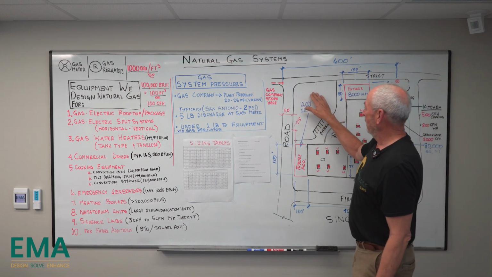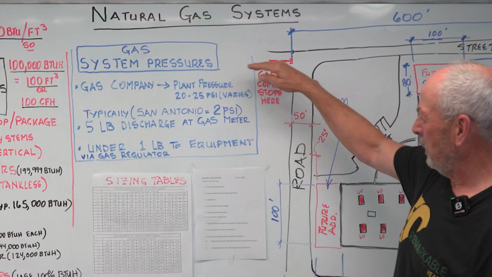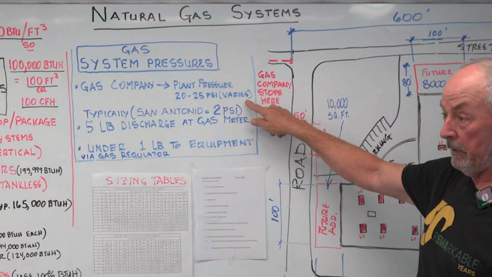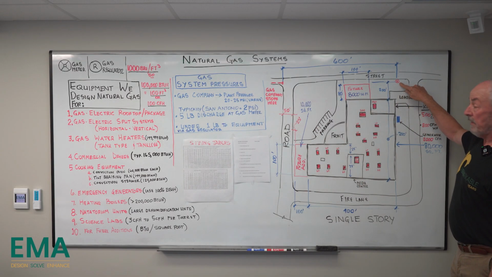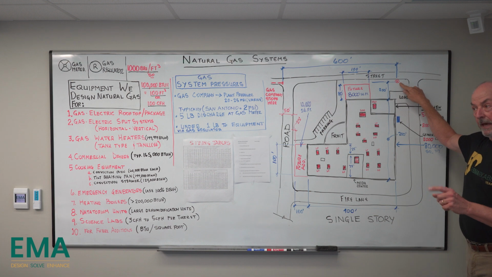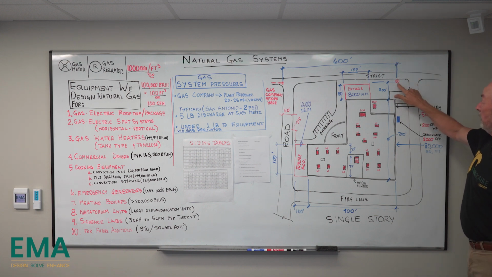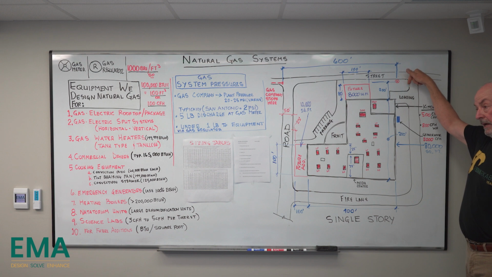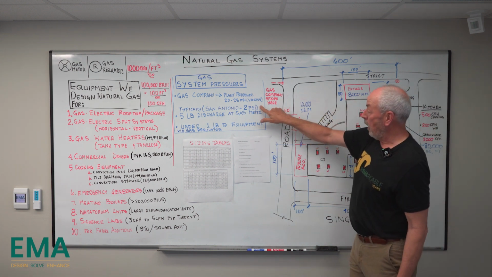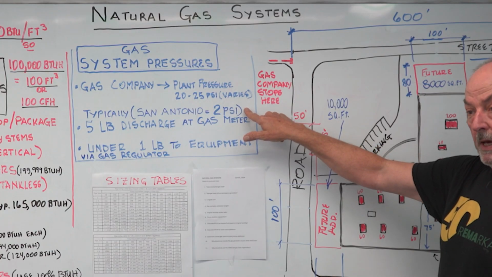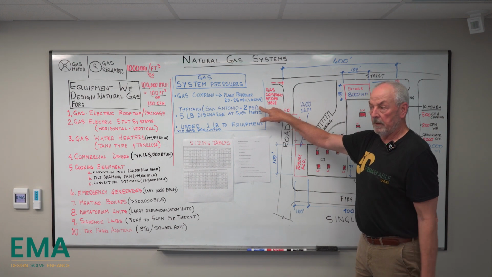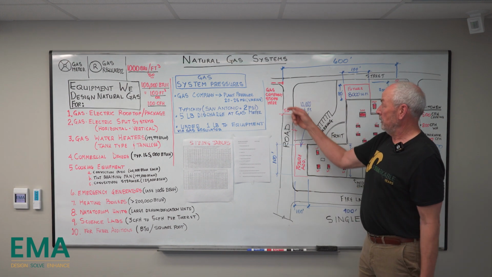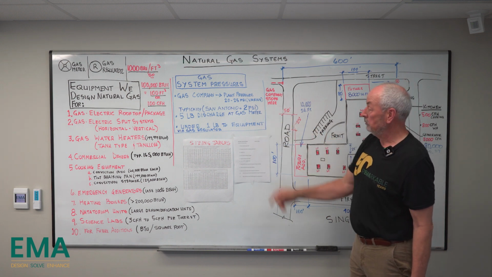Yeah. But so 20 to 25 PSI, it varies depending on location. Typically, we ask for 5 PSI leaving the gas meter. So if it's coming in plant pressure, they're going to regulate it and leave at 5 PSI, 5 pounds per square inch. San Antonio requires a max of 2 PSI, and I'm assuming it's a safety issue where they're just trying to maintain a little bit less of a hazard within the city of San Antonio.